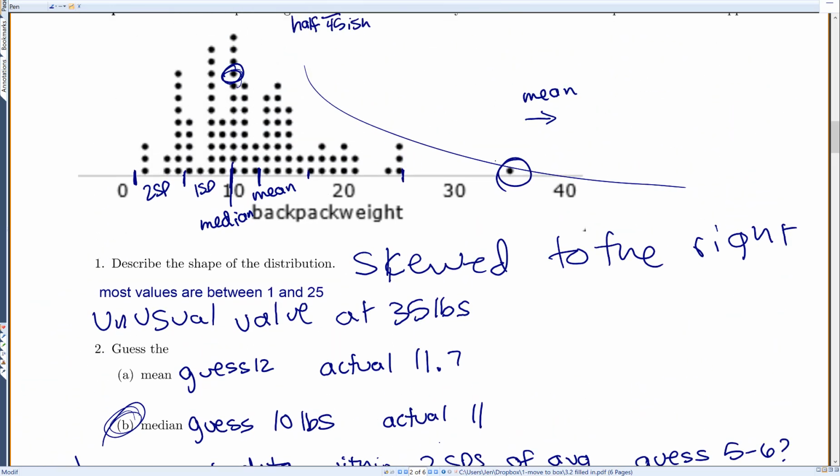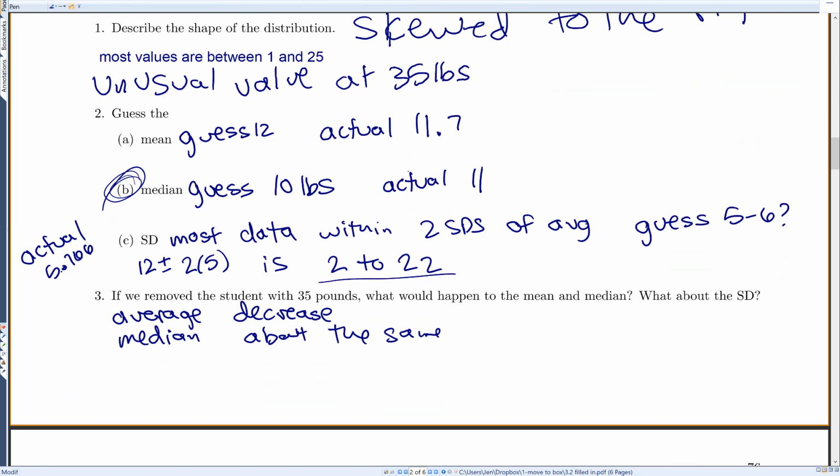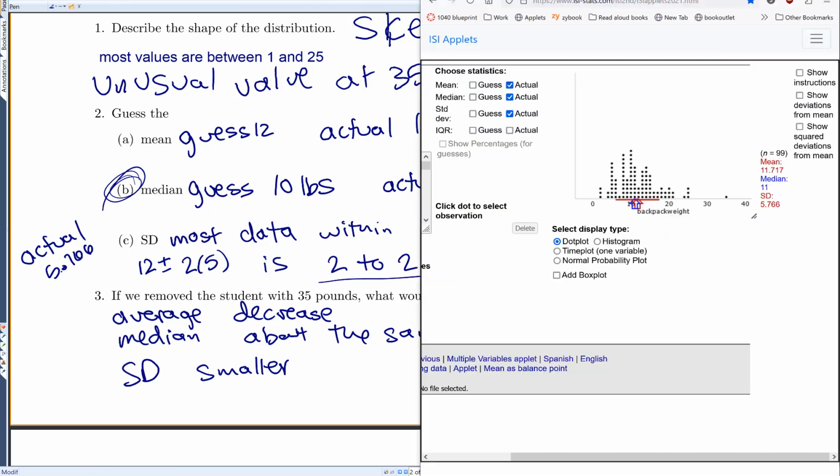But looking at the standard deviation, if you took off this point right here, then everything gets much more consolidated, and I would think your standard deviation should be smaller. Now the cool thing about the applet is you can go to the applet, you can actually click on that point.